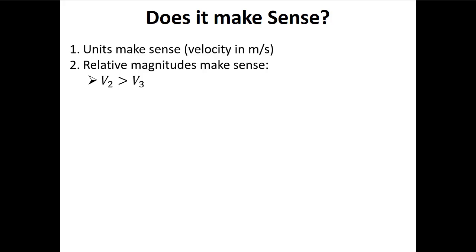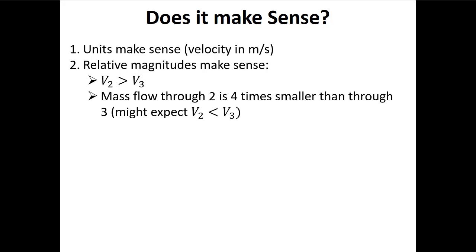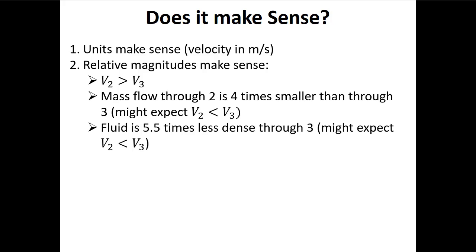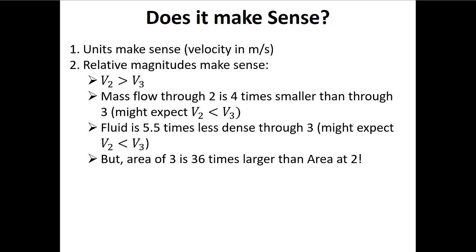Although, I've got to remember, at state 3, there's some liquid water, right? And because the density of the liquid water is higher, it moves more slowly because the molecules are more densely packed, right? So the mass flow through 2 is 4 times smaller than through 3. So you might expect that V3 would be bigger than V2. But the fluid is 5.5 times less dense through 3, again, because of the water. So you might expect that V2 would be less than V3, right? But the area is a real big difference here, right? Because the area at 3 is 36 times bigger than the area at 2, right?